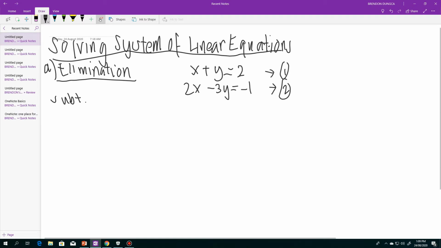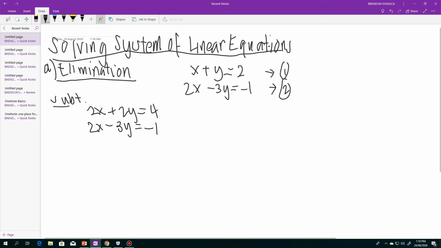In our two equations, we will eliminate x. What we will do is multiply the first equation by 2. So it becomes 2x plus 2y is equal to 4. That is the first equation multiplied by 2. And then we copy the second equation, 2x minus 3y is equal to negative 1.